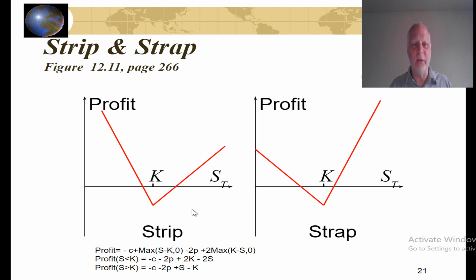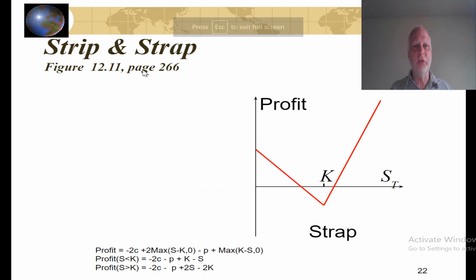On the other hand, for S above K, our put option expires worthless, but our call option pays off, and we end up with minus C minus 2P plus S minus K, with a maximum profit of infinity. If S equals K, then in both cases these terms cancel, and we end up with our maximum loss of minus 2C minus 2P. So that is the strip.